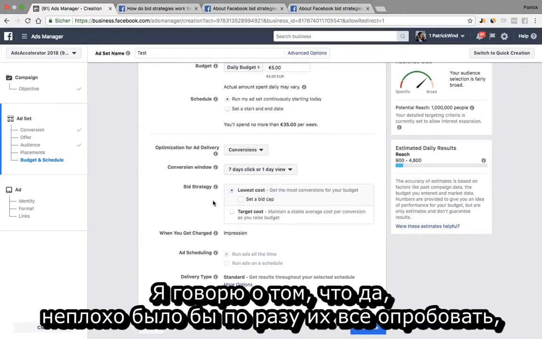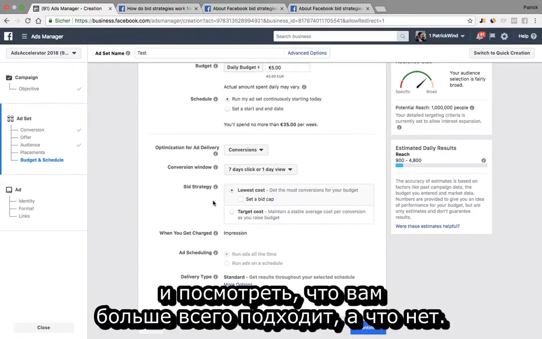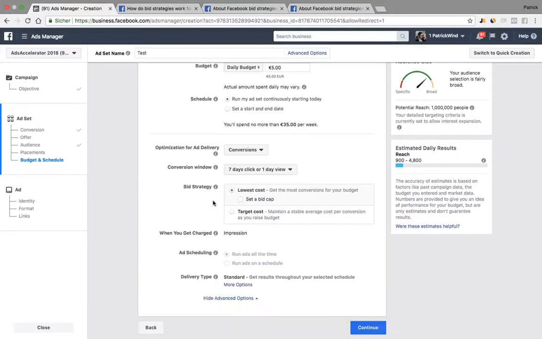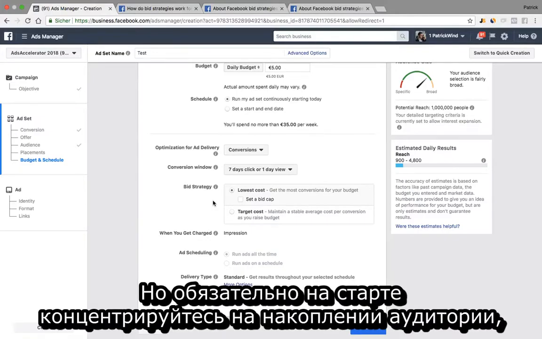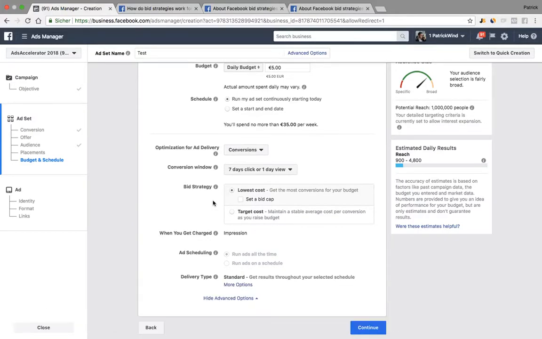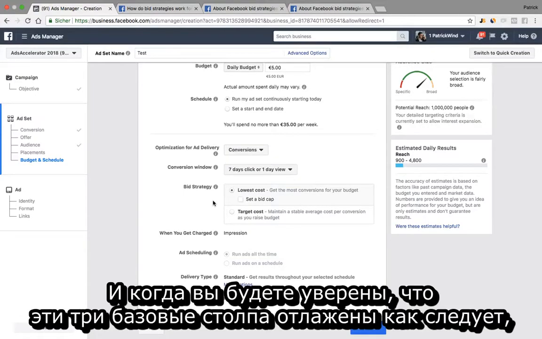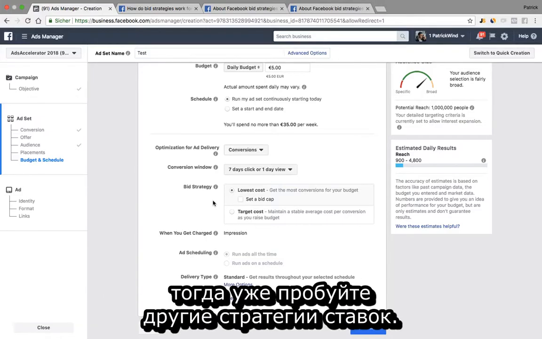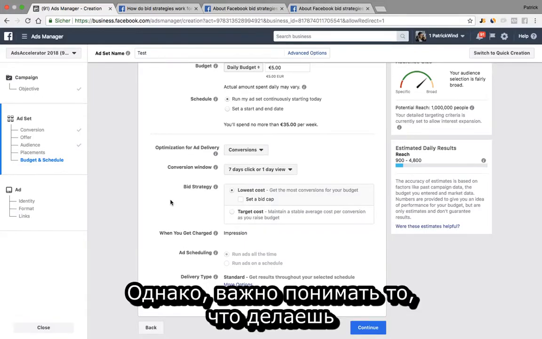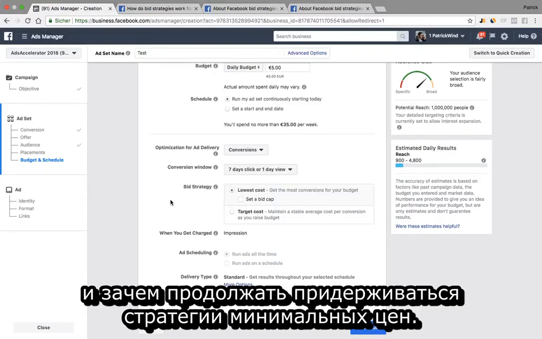I mean, it's always a good idea to have them tested once, okay, and see what works for you the best and what doesn't, but to really focus primarily on getting the audience right, getting the creatives right, and getting the copies right. And once you're sure that those three basics, the fundamentals, you have them right, then test the different bid strategies. However, it's still important for us to understand what they do and why we should keep on going with the lowest cost bid strategy, right?